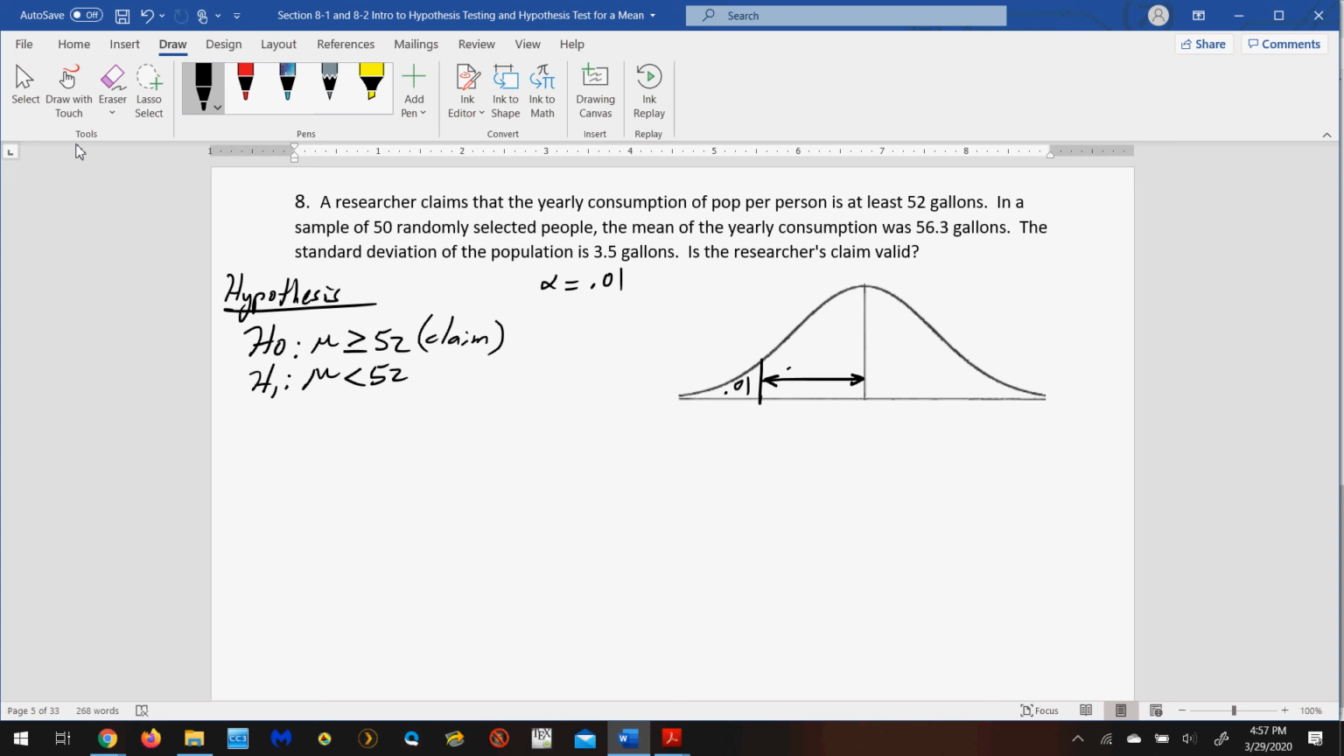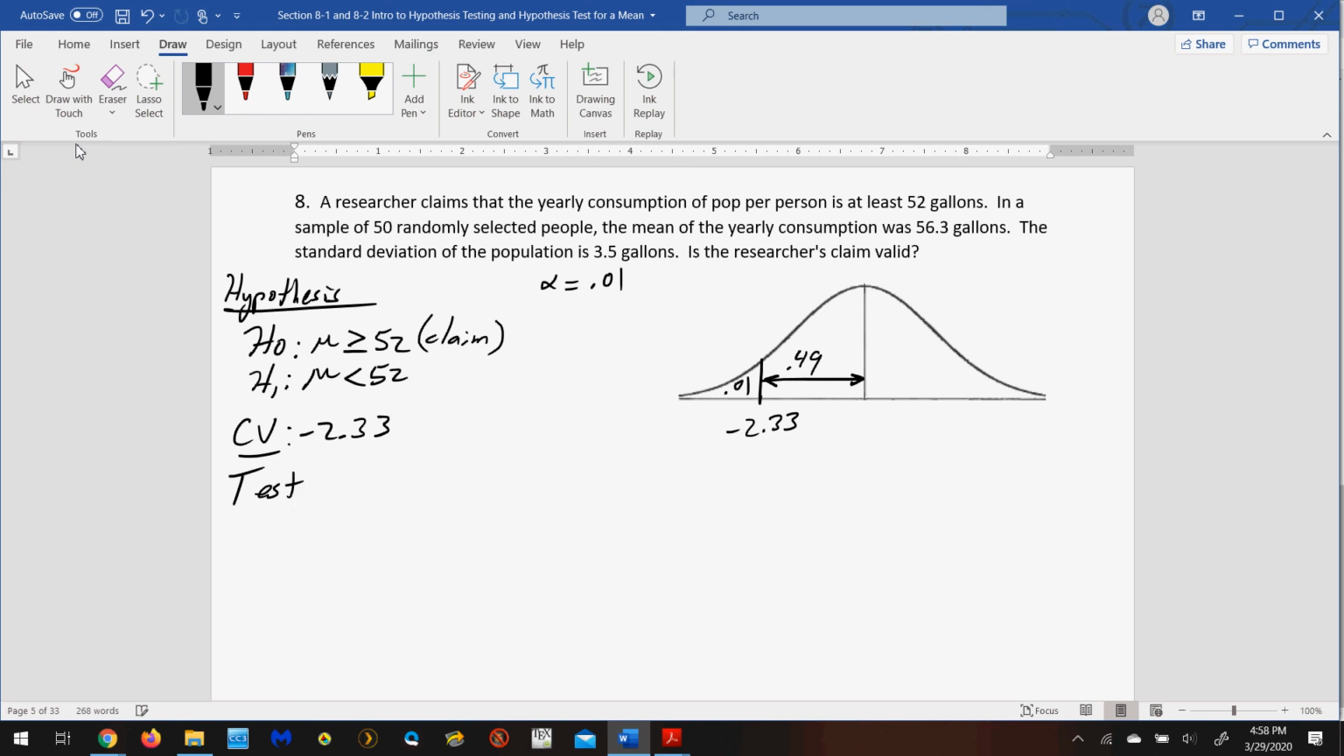So for my leftover area inside the curve, I would have 0.49. Look that up on the z-score table, and it corresponds with 2.33, which would be negative because I'm on the left side. So I have my critical value of negative 2.33.